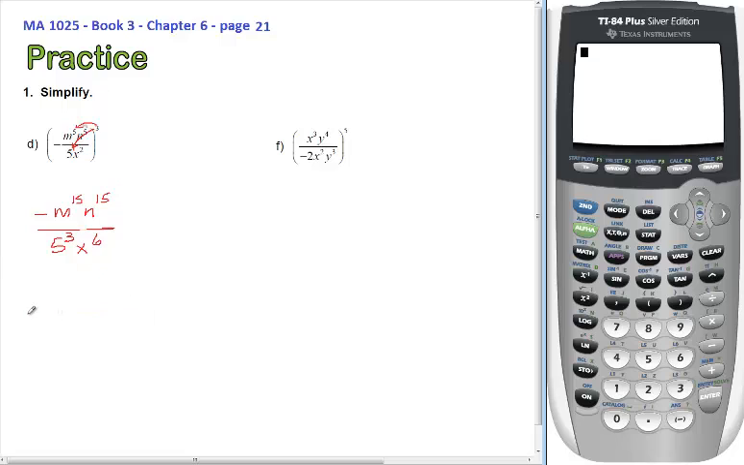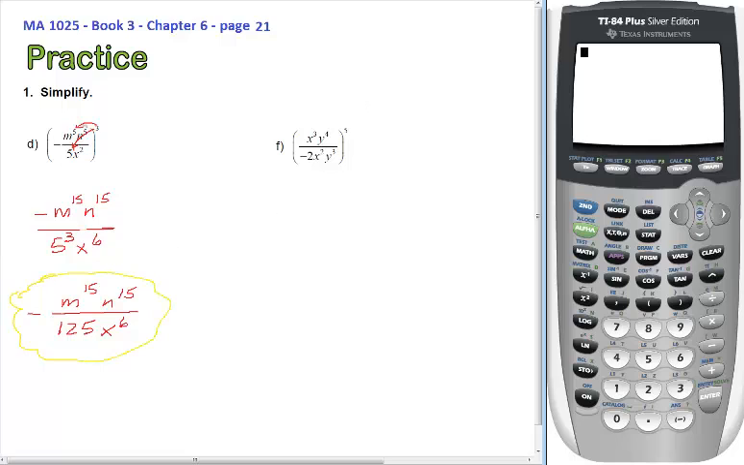And the negative can go in front again. It doesn't have to go up with the numerator. Just leave it in front. So it'll be m to the 15, n to the 15, and then 5 cubed is 125. So I usually do expand the numbers. I think your teachers would expect you to do that as well, right? So there's a solution for that one. Okay, so that's done. Let's look at now f.